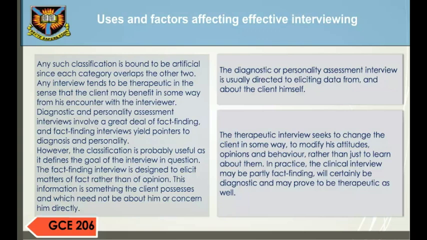The therapeutic interview seeks to change the client in some way, to modify his attitudes, opinions, and behavior, rather than just to learn about him. In practice, the clinical interview may be partly fact-finding, will certainly be diagnostic, and may prove to be therapeutic as well.